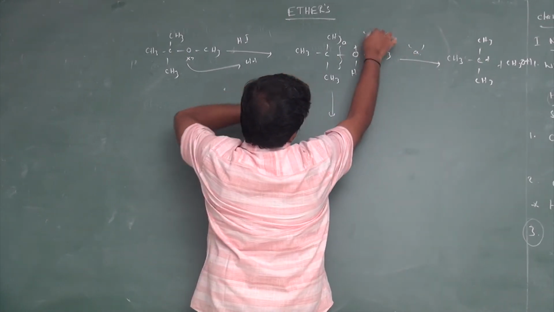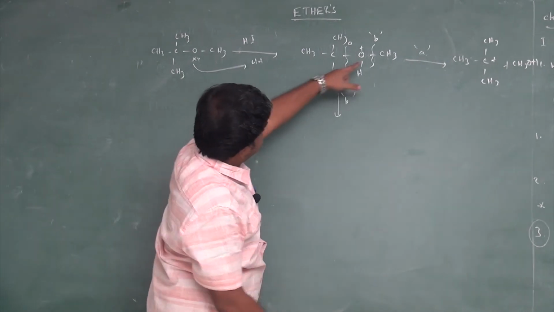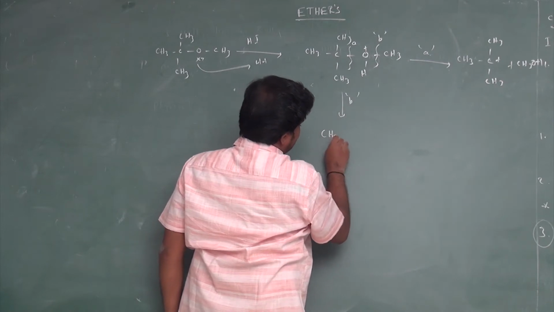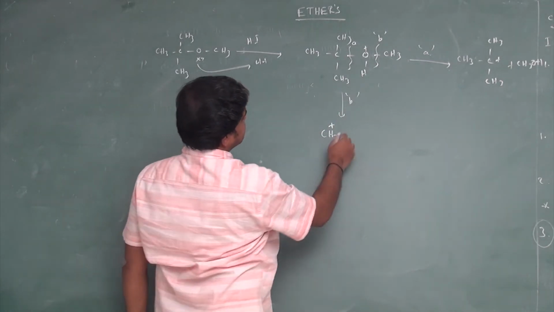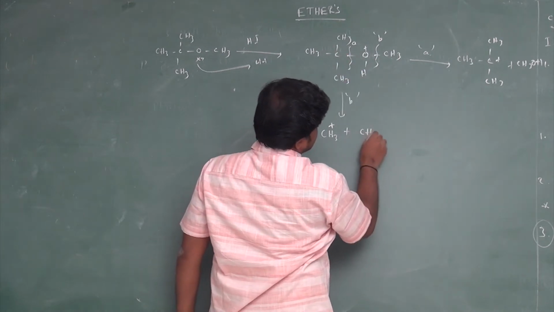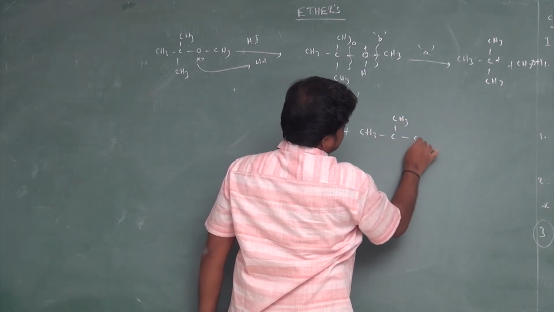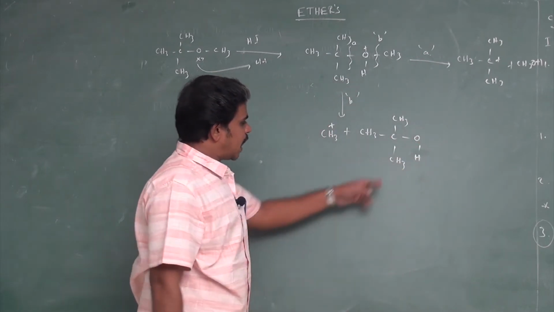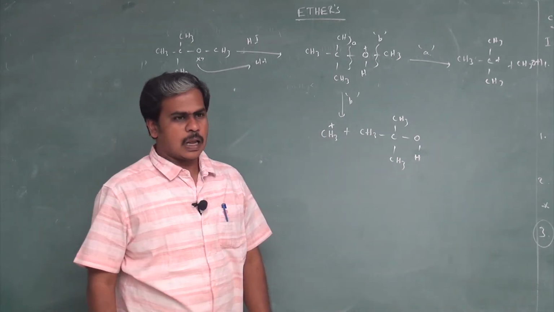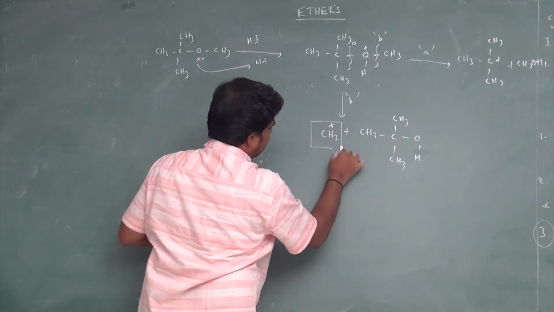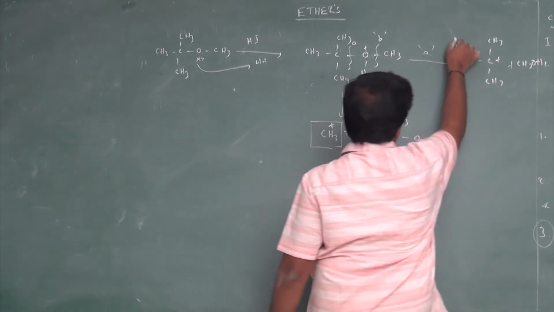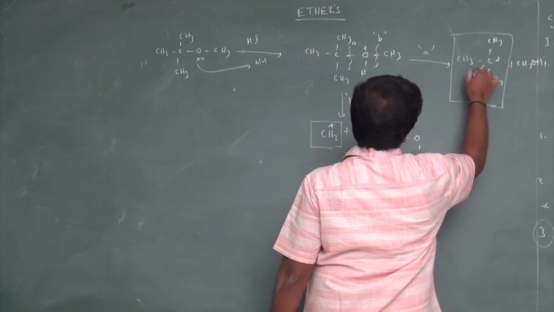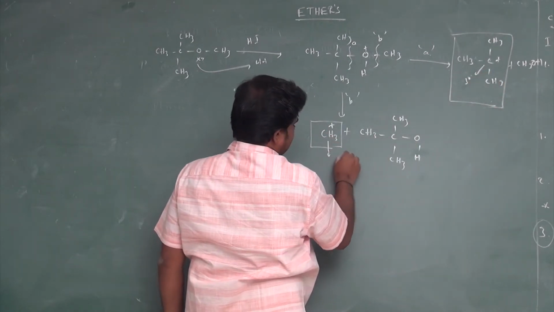Now it is the B type cleavage. When B type cleavage is there, then we are getting methyl cation, CH3 plus, and here CH3, C, CH3, OH and CH3. It is tertiary butyl alcohol and methyl carbocation. Among these carbocations, this is methyl carbocation, a primary carbocation, and here it is tertiary carbocation.